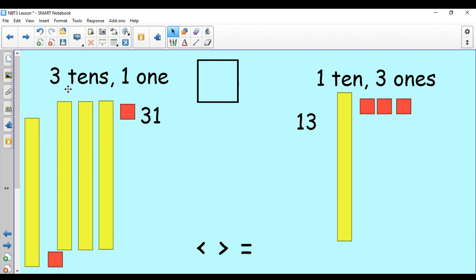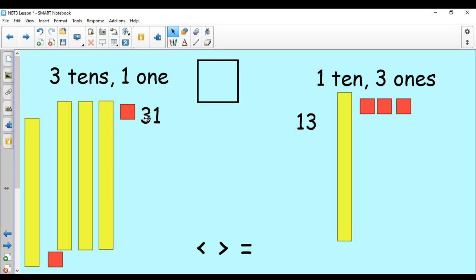So we just did the number 3 tens and 1 one. We represented it with our tens and ones and figured out that was 31: 10, 20, 30, 31. And then for the phrase 1 ten and 3 ones, I have drawn out my 1 ten and then my 3 ones, that's 10, 11, 12, 13.